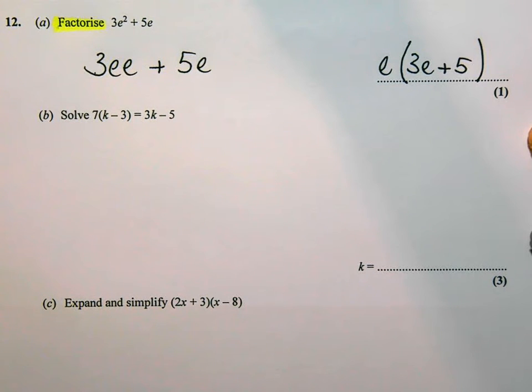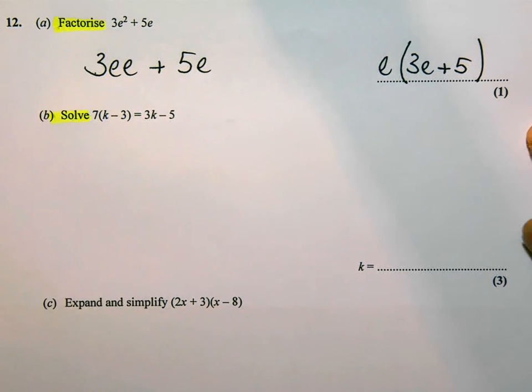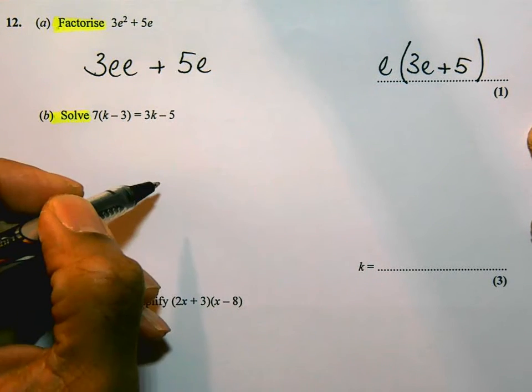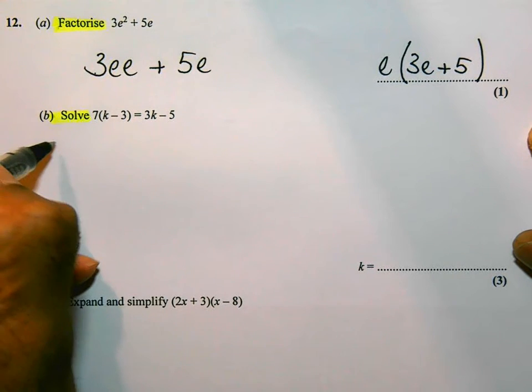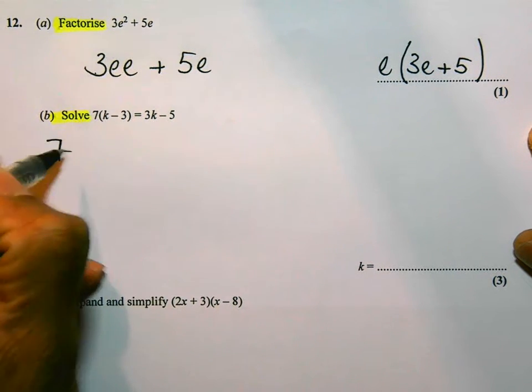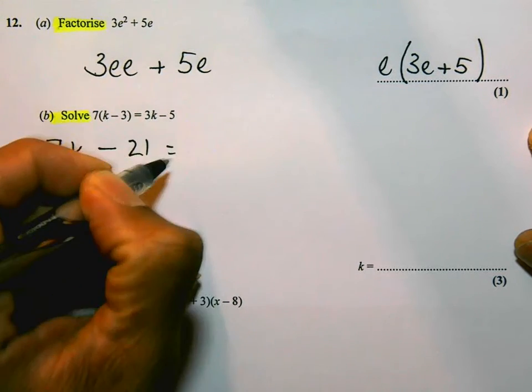Okay, part B. Part B simply says to solve, and it's giving me this expression here. So they want us to work out what the value of k is, and the expression is 7 bracket k minus 3 close bracket is equal to 3k minus 5. So first thing I need to do is to multiply out that bracket. 7 times k is 7k, minus 7 times 3 is 21, is equal to 3k minus 5.